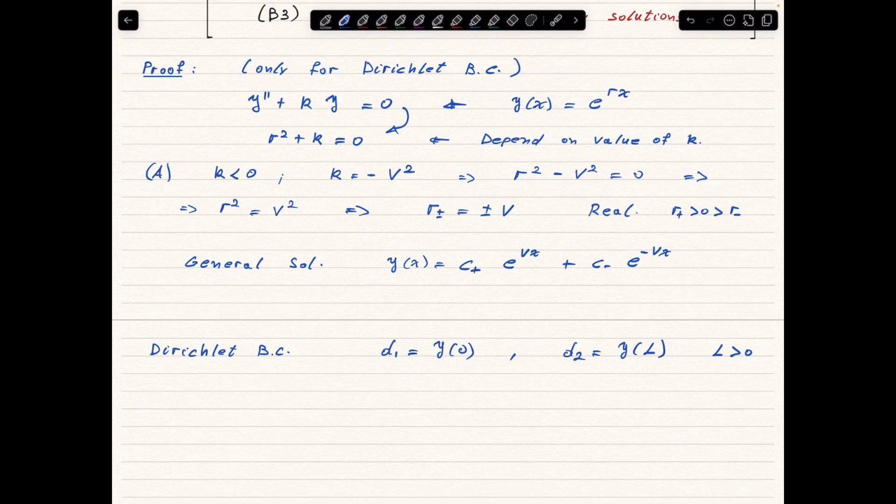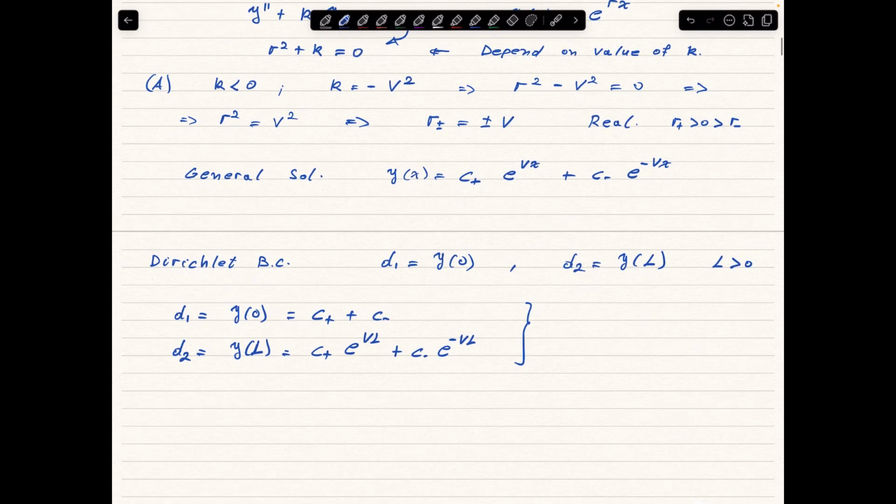So what is the first condition? The first condition says that d1 is going to be equal, of course, to the solution at 0. We have our solution here, so we evaluate it at 0, and we get c plus plus c minus. d2 is the other condition, which is the solution at L. Okay, now what are we going to get? We are going to get c plus exponential vL plus c minus exponential minus vL. Okay, and now what do we need to do? We need to solve for c plus and c minus.